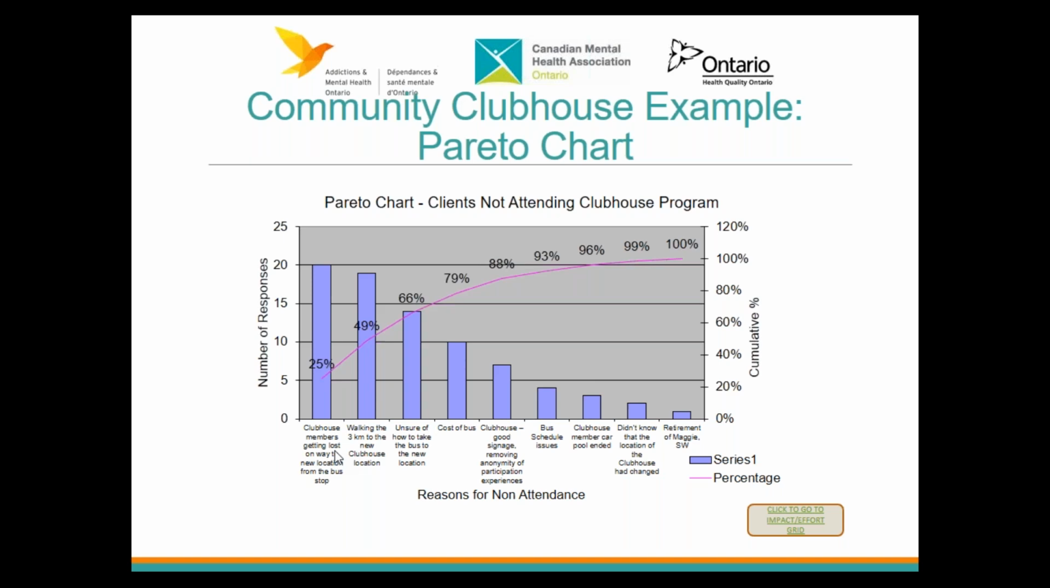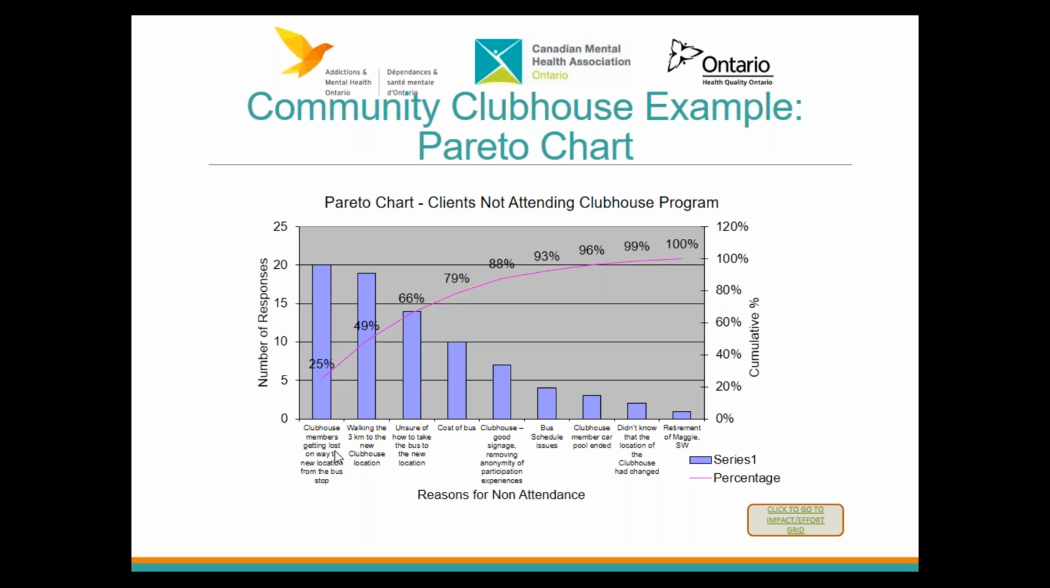You may have data available through a tool or your client documentation system to tell you the causes of a problem and the frequency. So for example, if we had clients of a particular program going to hospital and we wanted to reduce that, hopefully in our documentation notes we'd have the reasons why folks went to hospital, and we could look at the frequency of those reasons and arrange them like this.